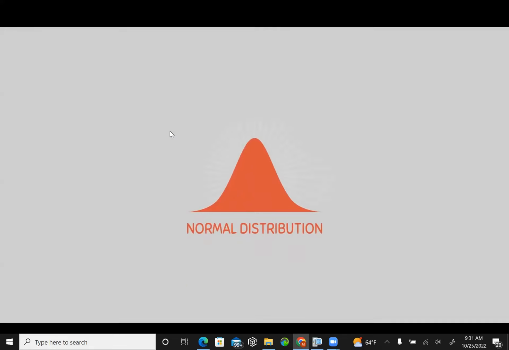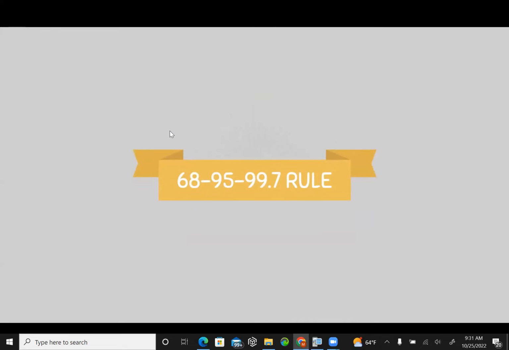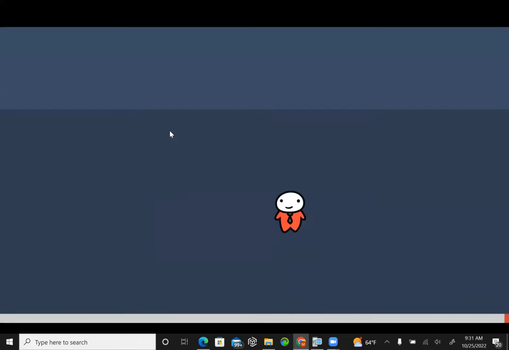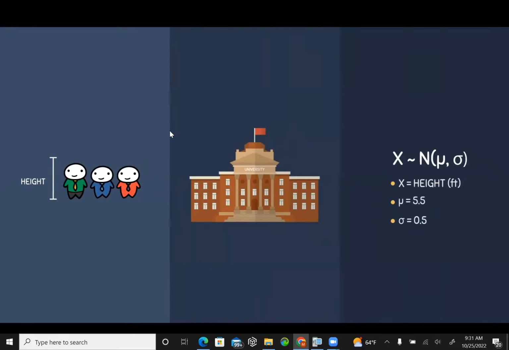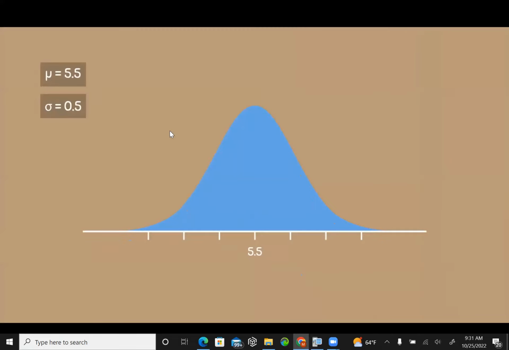Now that you've been introduced to the normal distribution, we can talk about the 68, 95, 99.7 rule. If we were measuring the heights of all students at a local university and found that it was normally distributed with a mean height of 5.5 feet and a standard deviation of half a foot, or 0.5, we can construct a normal distribution as follows. From here, we can create intervals that increase by the standard deviation. So we'll have 6, 6.5, and 7, and on the other side, we'll have 5, 4.5, and 4.